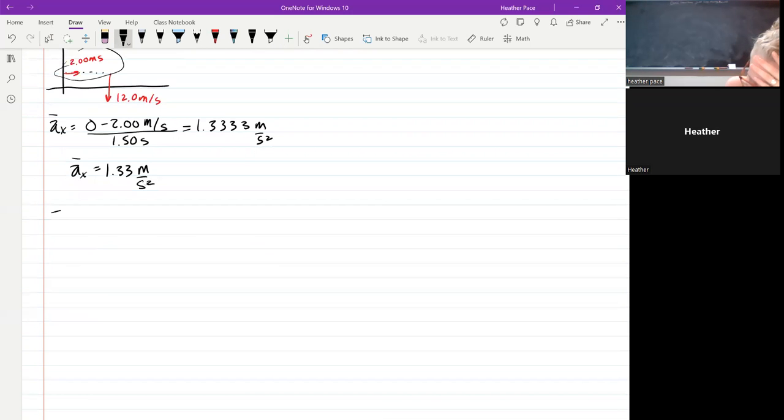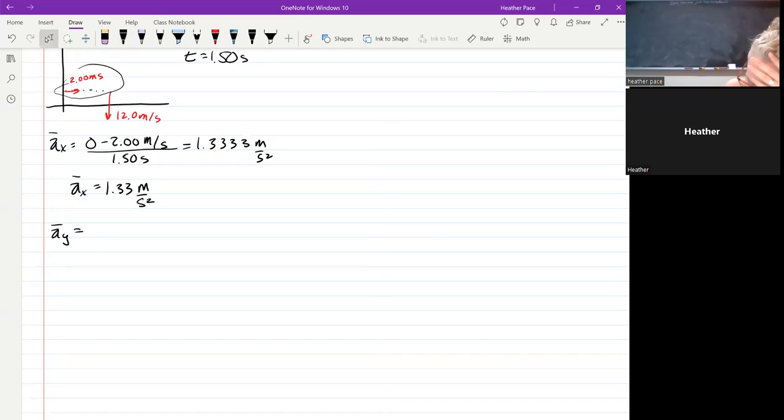All right, a y. So for this, our final velocity is 12 meters per second, and our initial is 0, all happening in 1.50 seconds. 12 divided by 1.5 is 8, using significant digits, 8.00 meters per second squared.